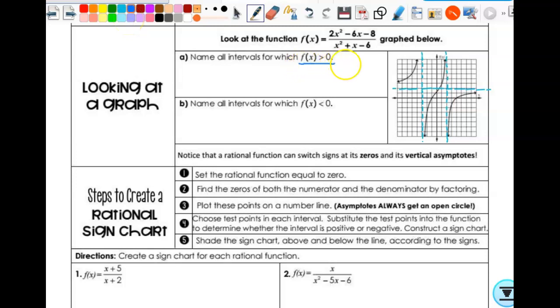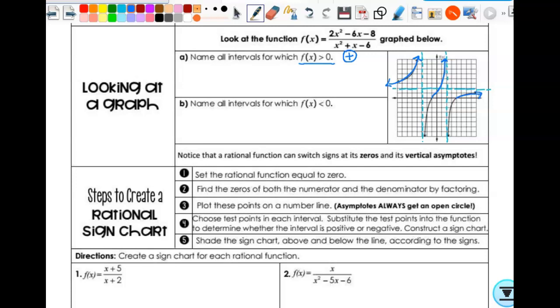Okay, so with all that said, we're going to look at this and name all the intervals for which f of x is greater than 0. So that's when it is positive. So my function is positive here, and here, and here. So all the places where the function is greater than 0.